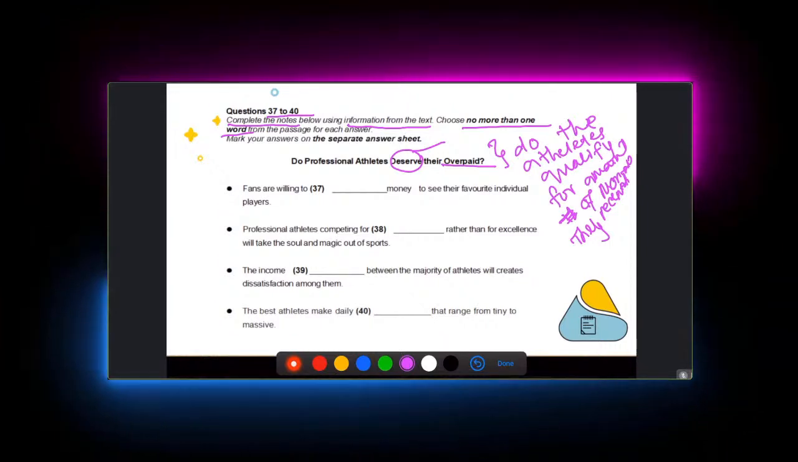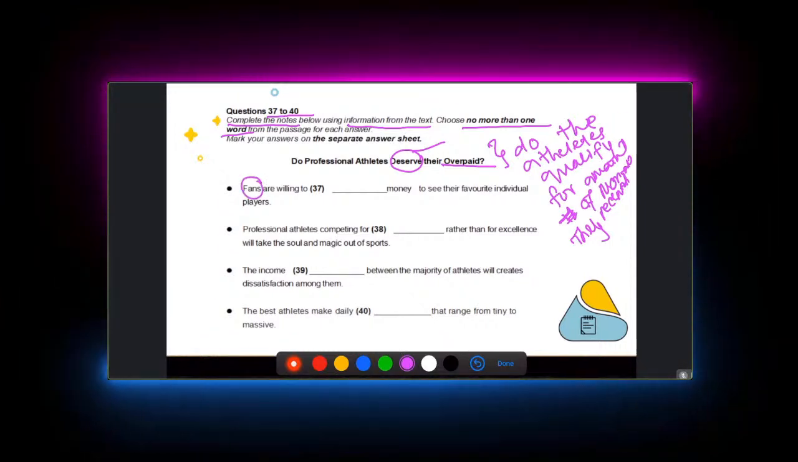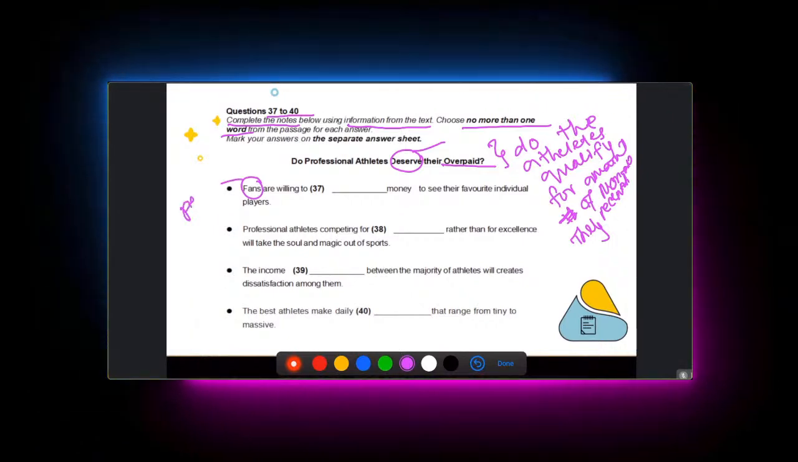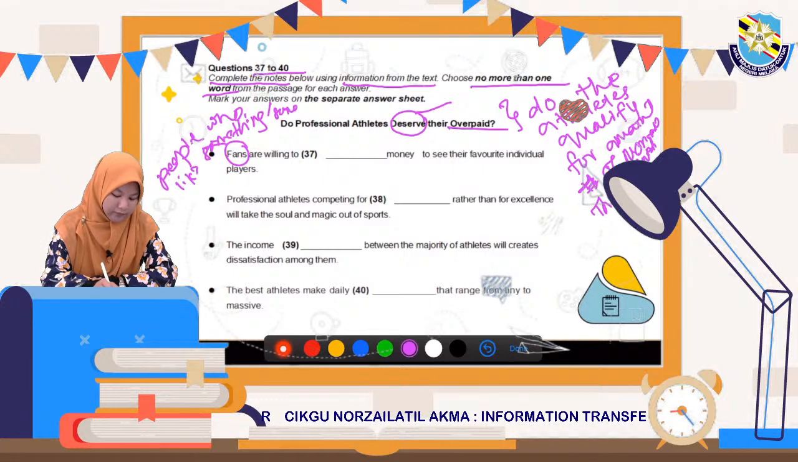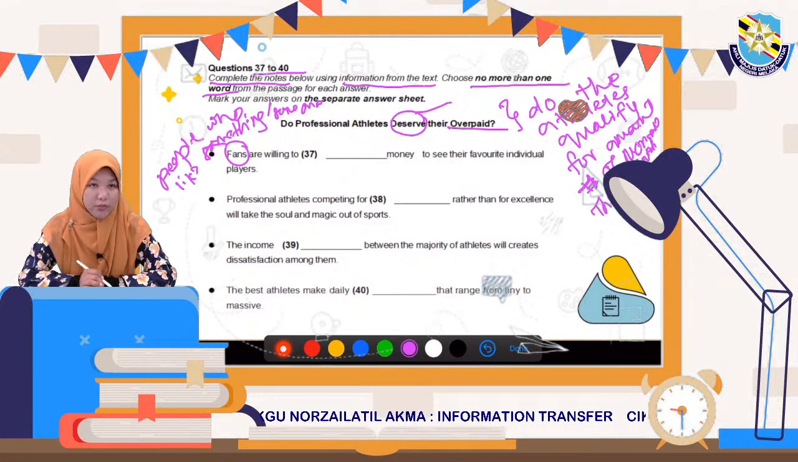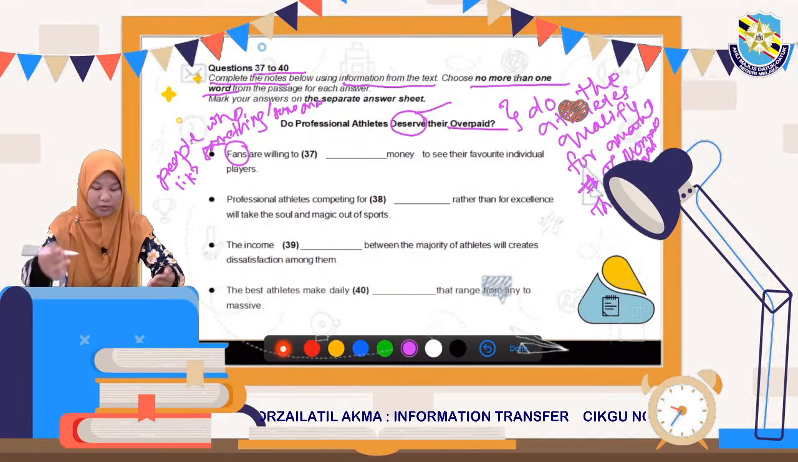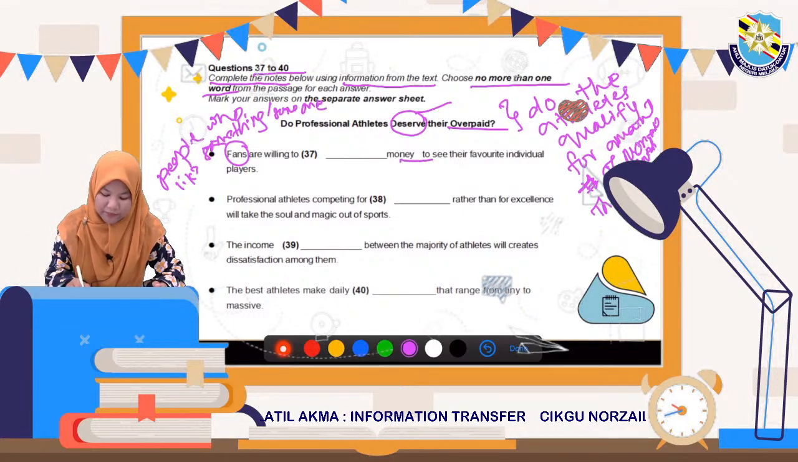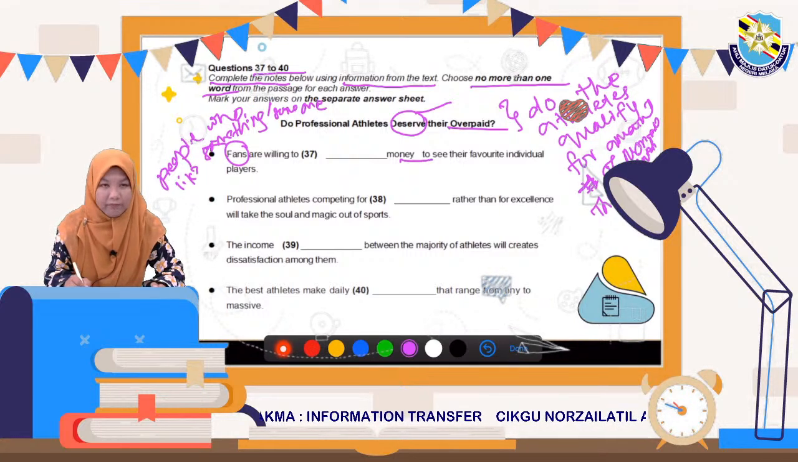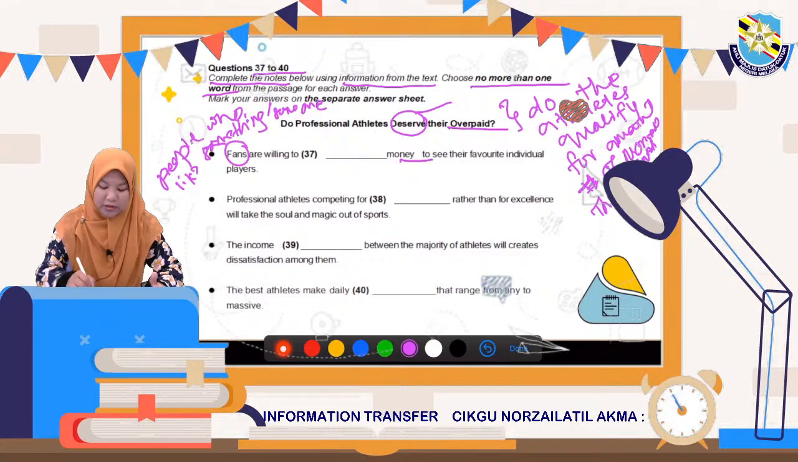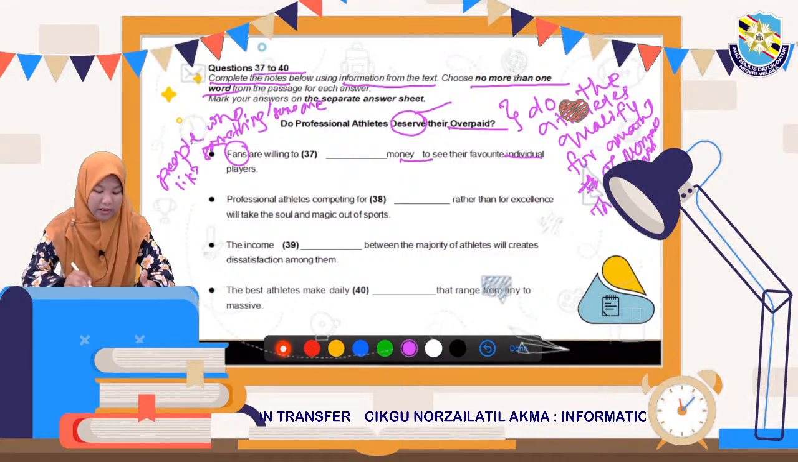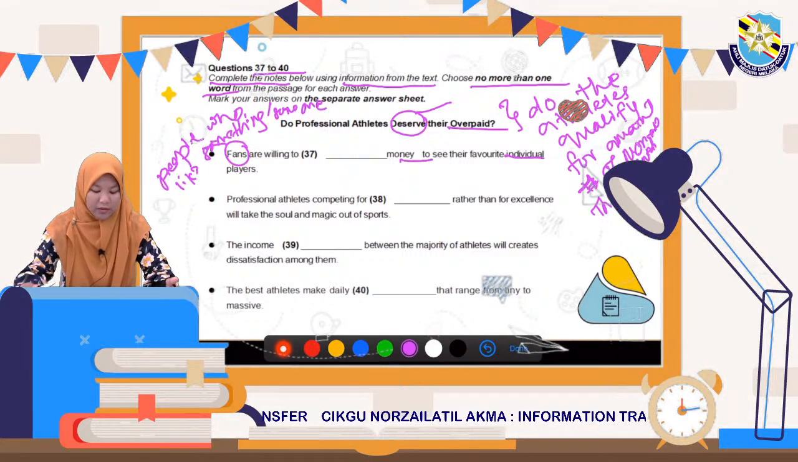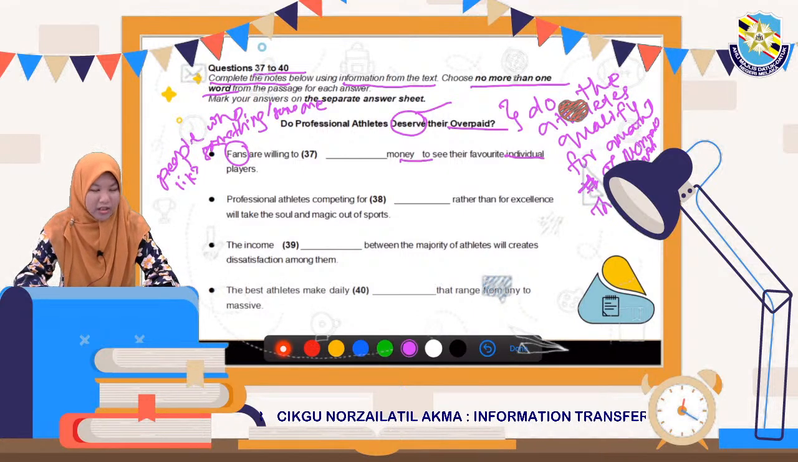Question 37. Fans are willing to, okay, fans here is referring to people who like something or someone. So let's change the fans. People are willing to, okay, blank money to see their favorite individual players. What did the fans say they are willing to do? What are the fans willing to do?